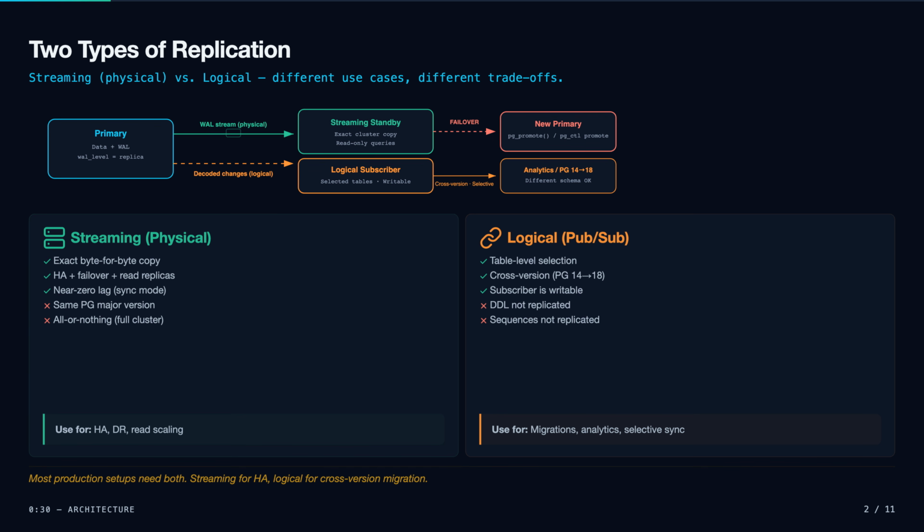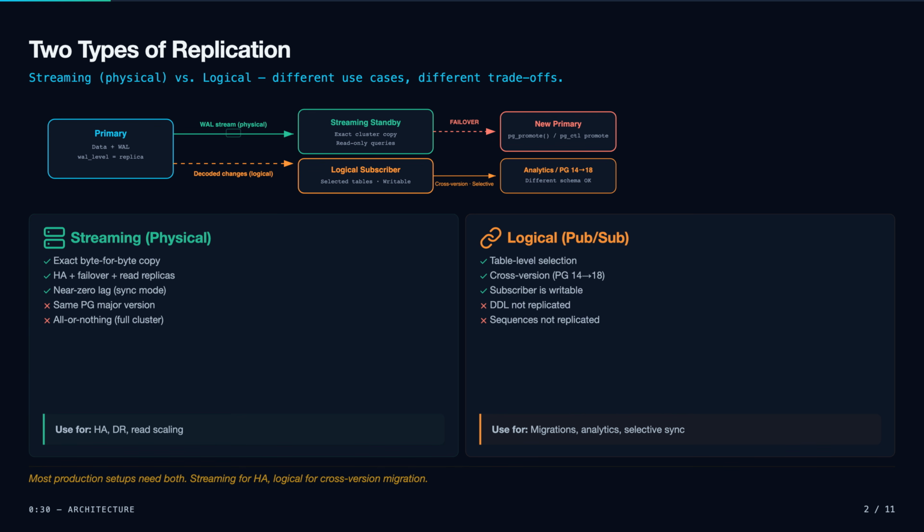Before we touch any commands, the architecture. Your primary sends data two ways. Streaming replication, raw WAL bytes to the standby. Exact byte-for-byte copy. Same version required. This is your HA and failover path. Logical replication, decoded changes to subscribers. Table level selection. Cross version. Subscriber stays writable. This is your migration and analytics path.